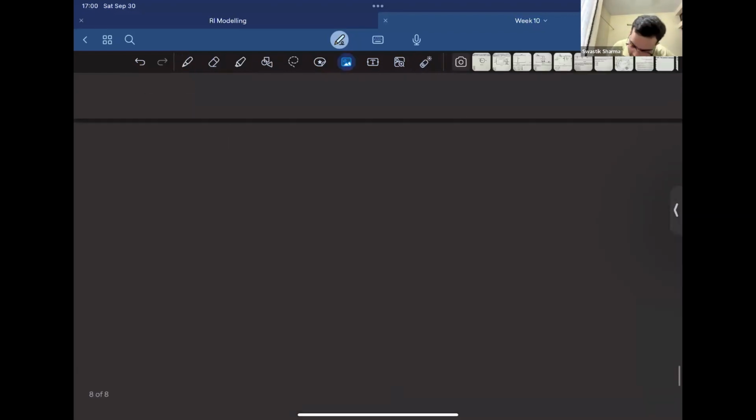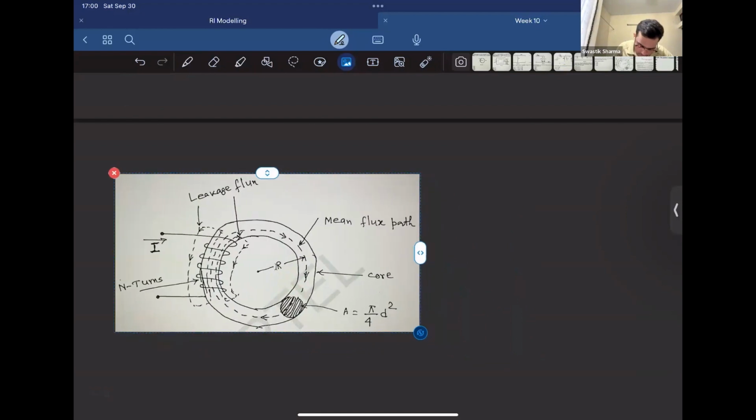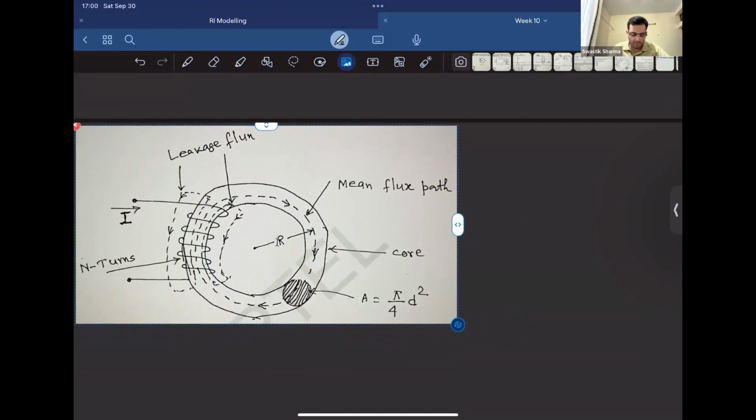So let's say that we have this toroid core on which a coil is wound with n turns, and in this coil a current I is flowing. From the mean flux path, a flux flows inside the core and connects the parts of the core, right? So how exactly parallels are drawn between electrical circuits and magnetic circuits is what I'm going to explain, right?